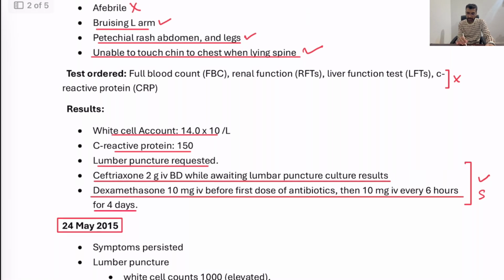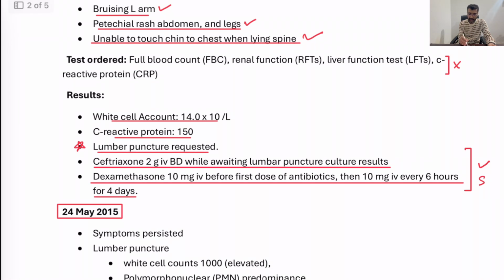These medications were actually started before lumbar puncture reports. So now on the very next day, 24 May 2015, the patient's symptoms persisted. We can include that, or we can omit that. Same symptom.